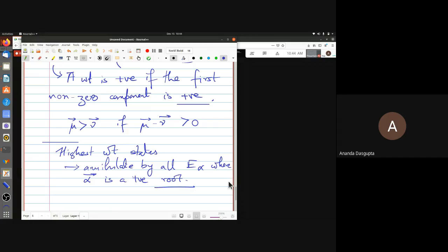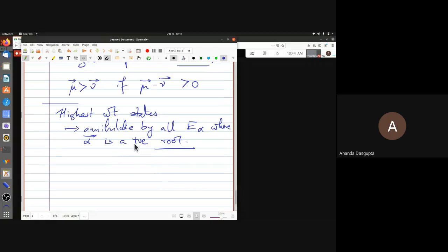Of course, if it were not killed by all the positive roots, then you could hit it with that particular positive root which does not kill it. You get a new state which has an even bigger weight simply because of the definition of what is bigger and what is smaller. So if you have a highest weight state, it's killed by all the positive roots. So you know where you are starting off in a particular representation.